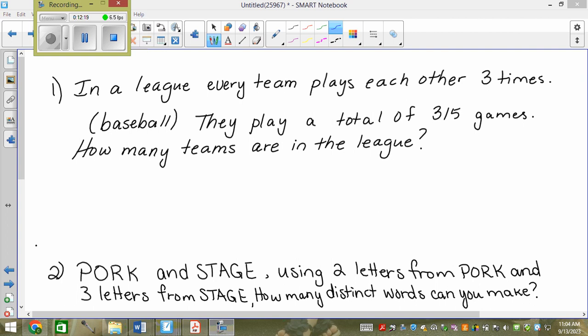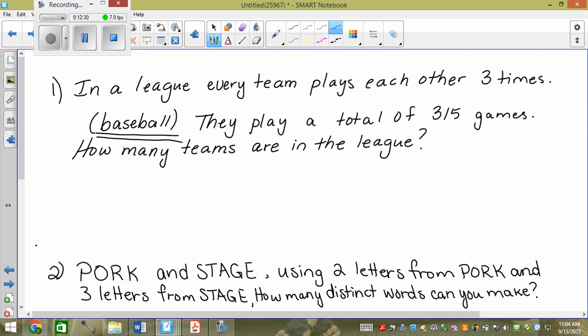So this one here says in a league, every team plays each other 3 times. It's baseball. So how many teams play? How many teams play each other in baseball? How many play at a time? 2. So we know we're going to choose 2 to play at a time. From N, I don't know.